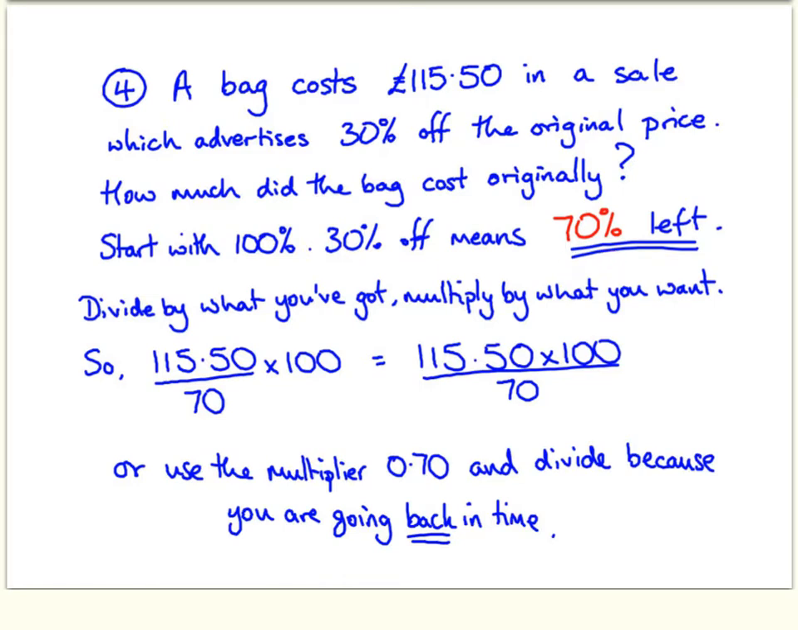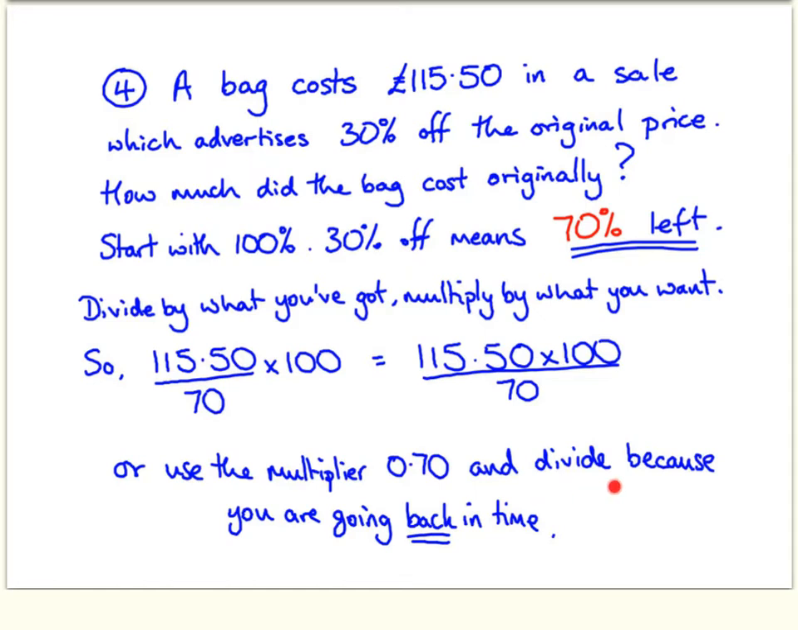You can either divide by what you've got and multiply by what you want. So you've got 70%, you want 100% because you want the original amount. So you divide by 70 times by 100. I've just written it out in a different way here to make it into one whole fraction. Or you can use the multiplier 0.70.